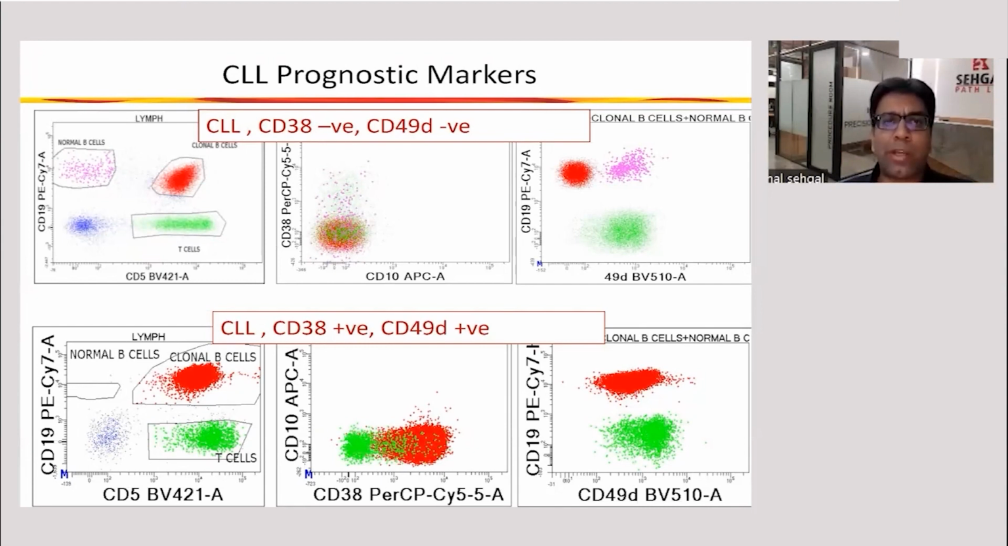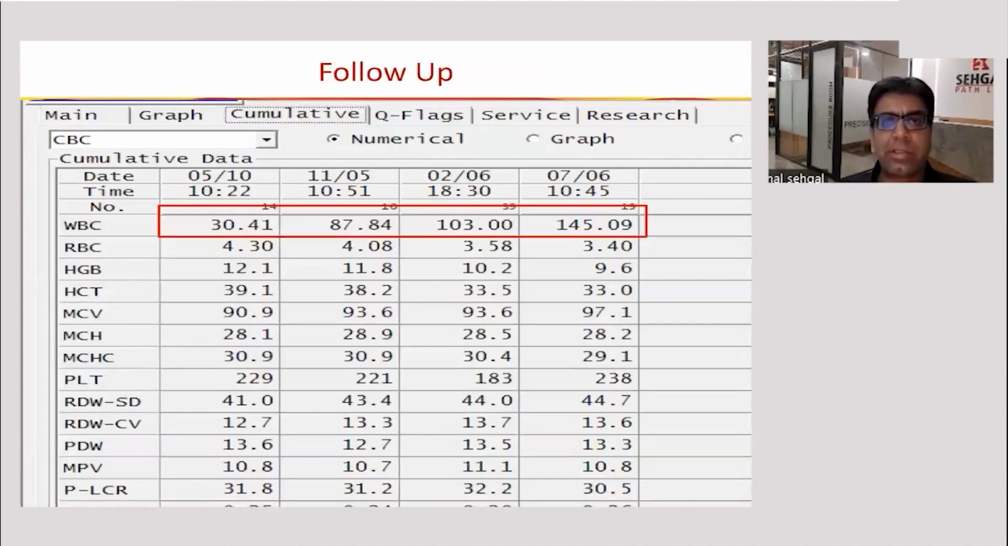So within CLL, I'm showing you in the top row one case, which is CD38 negative, the case which I just showed you, CD49d negative. Whereas in this second case, you will see CD38 homogeneous expression, also a sort of moderate CD49d expression. Why am I showing you this? Because presence of CD38 and/or CD49d together are known to be poor prognostic markers in a case of CLL. And CD38 positivity has correlation with the unmutated status in IGHV mutation analysis.